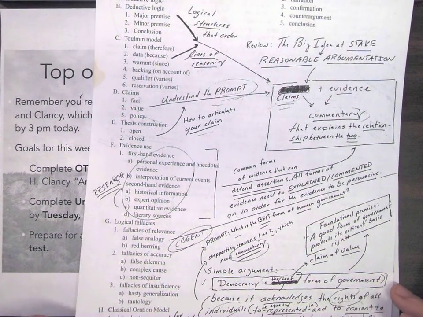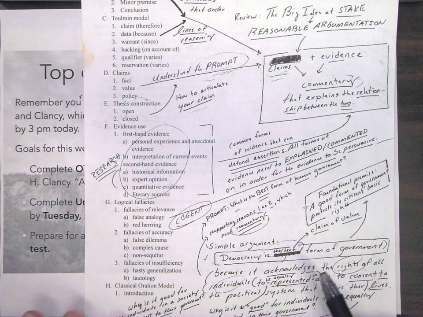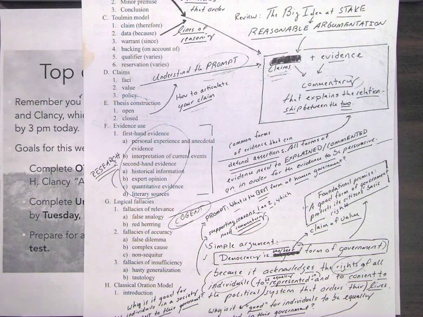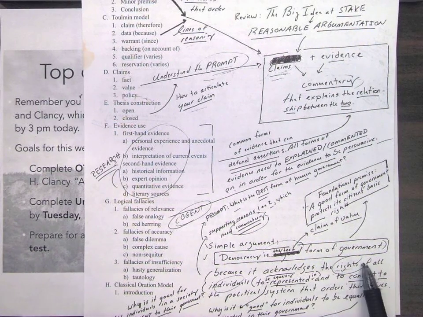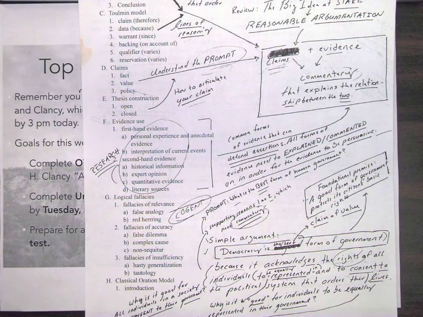So we looked at a sample argument yesterday in response to a simple prompt: what's the best form of human government? Which we offered two supporting reasons for in our answer. We said democracy is the best form of government, a claim of value, right, about the best form of government. And then obviously you're going to need some reasoning to support that assertion. Why is it the best?